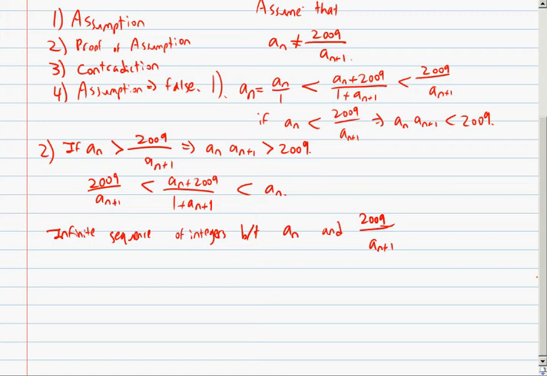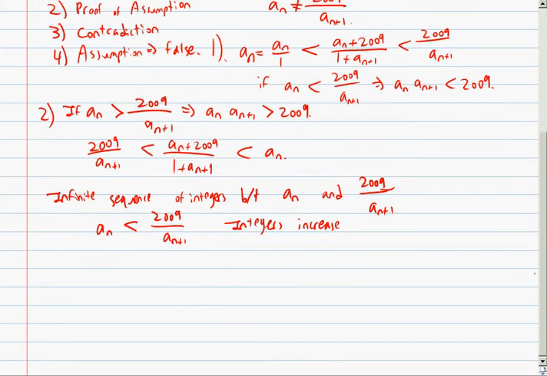So suppose that a sub n is less than 2009 over a sub n plus 1. If that is the case, then that would mean that the integers in the sequence would be increasing. And if they keep on increasing, eventually there will be some point where, if n is equal to i, a sub i times a sub i plus 1 would be greater than 2009, which would lead to a contradiction of this case.